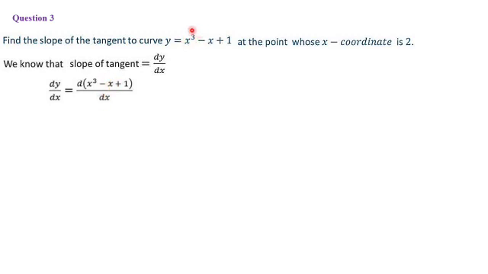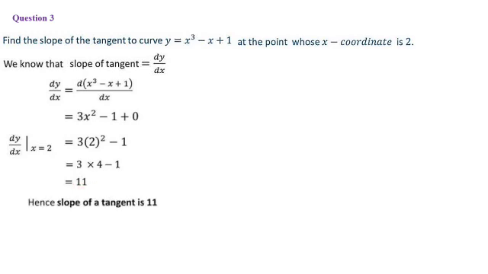Let's check how we write the derivative. This will be 3x square, the derivative of x is 1, and the derivative of the constant is 0. That is 3x square minus 1 plus 0. That is dy by dx at x is equal to 2, that is what the question asks. X coordinate is 2 here. Dy by dx at x is equal to 2 means replace x and put 2. 3 into 2 square minus 1. 2 square is 4, 4 into 3 is 12, 12 minus 1 is 11. So the slope of the tangent is 11.